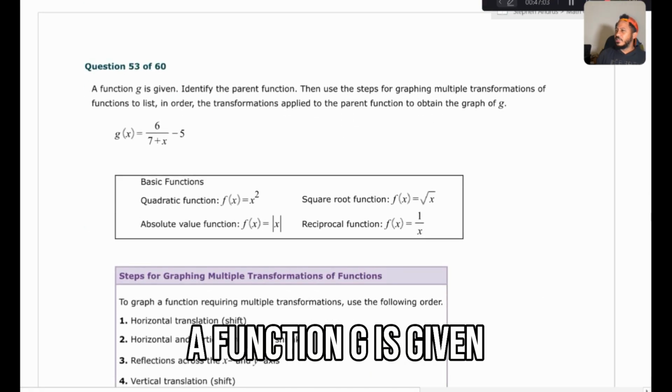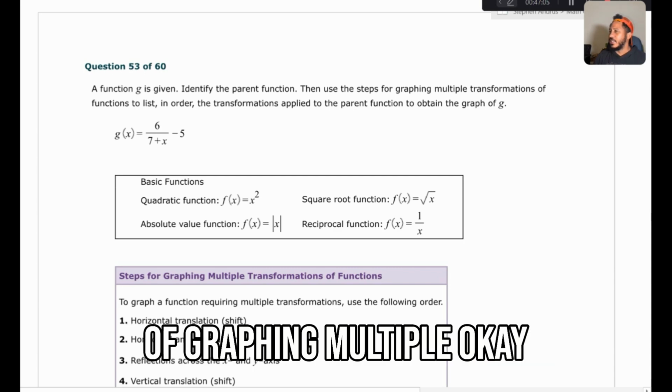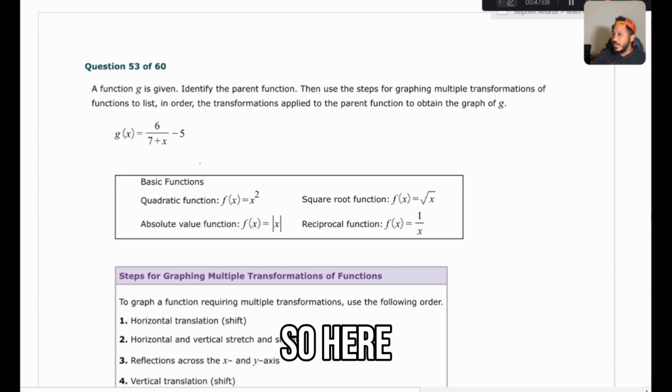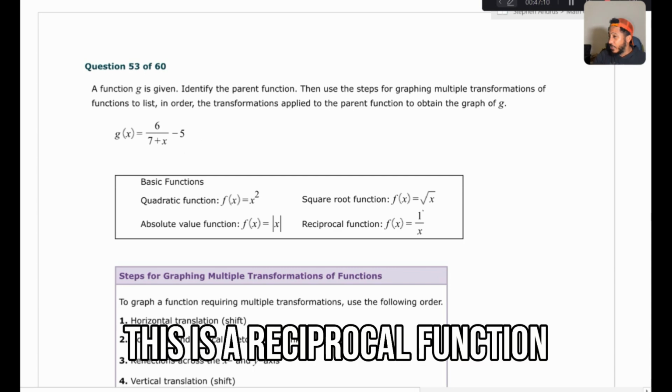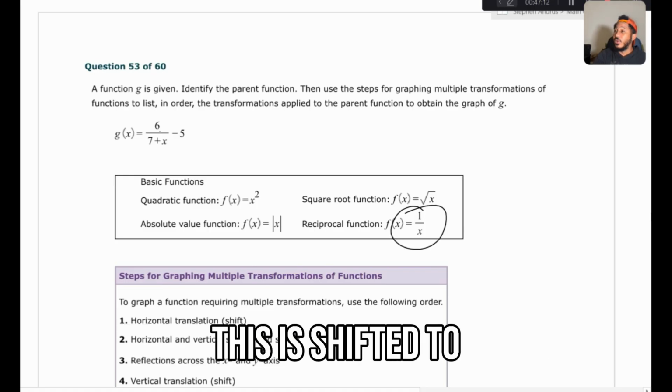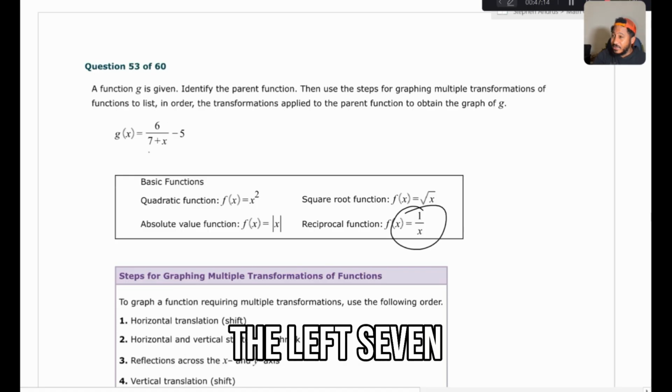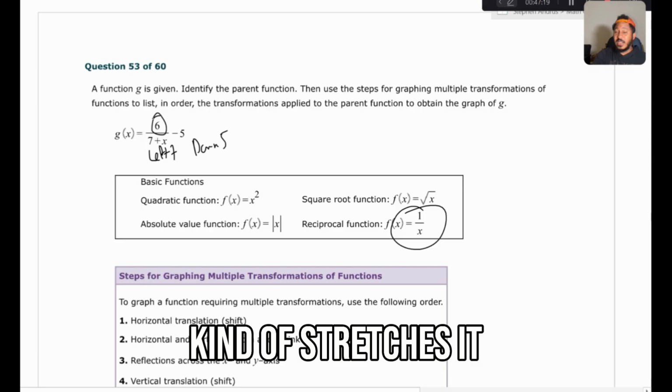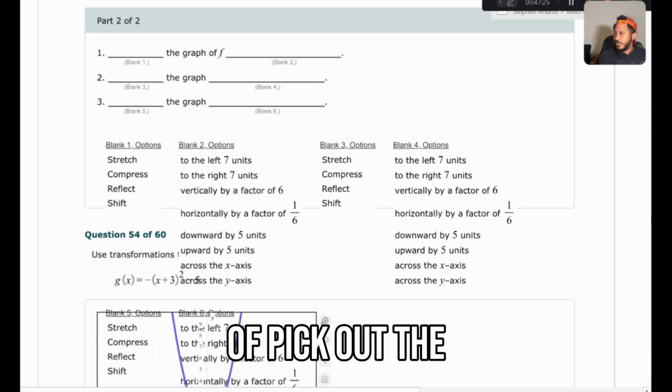If function g is given, identify the parent function, then use the steps of graphing multiple transformations. Here, this is a reciprocal function, right? And so we know this is shifted to the left 7 and down 5. And this number just kind of stretches it. So you can kind of pick out the options there.